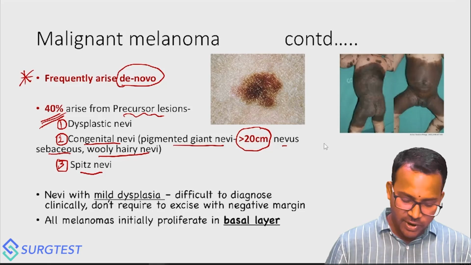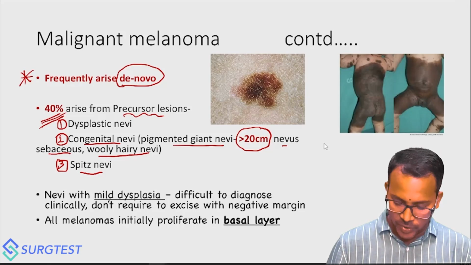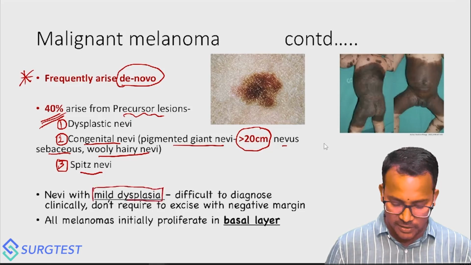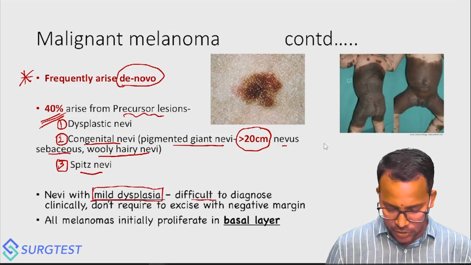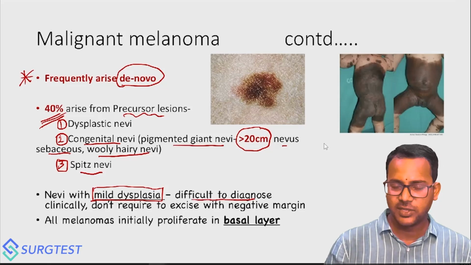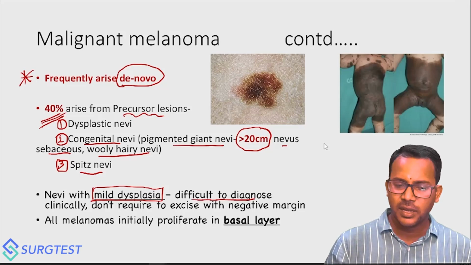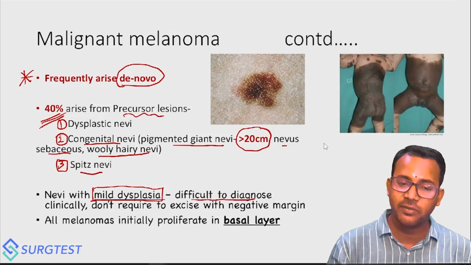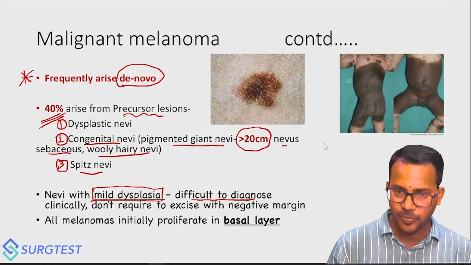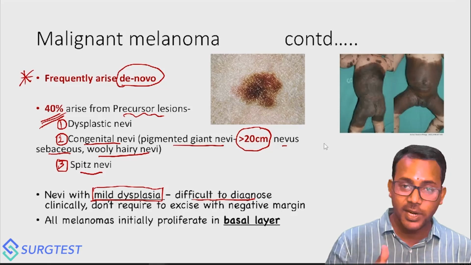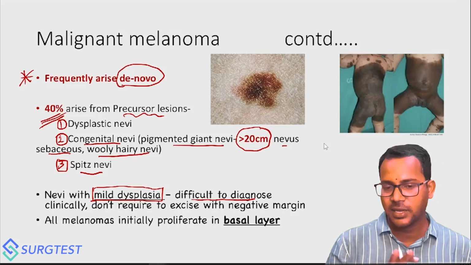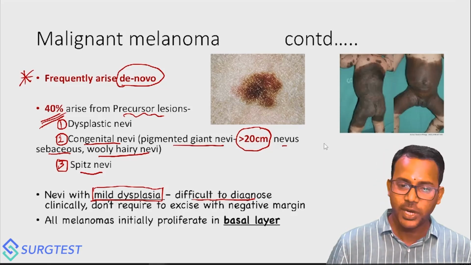Nevi with mild dysplasia are very difficult to diagnose. That is to say, you have seen some pigmented lesion and you have suspected that this could be a melanoma, and ultimately you have taken a biopsy and they have given it as mild dysplasia. And it is very difficult to comment that there is a mild dysplasia in this pigmented lesion. But yet, don't get alarmed.